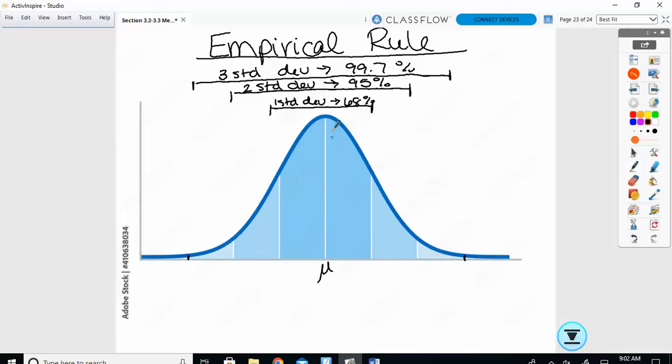So now let's talk about this. So the mean is the center. If 68% fall from here to here, then what percentage is on each side? 34. 34. So this is 34% of the data right here. And this would be 34.